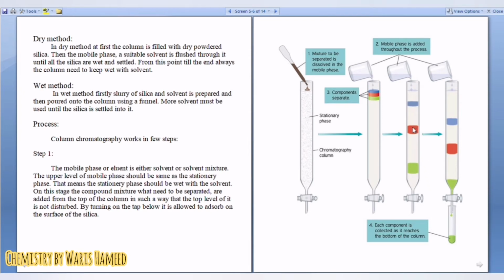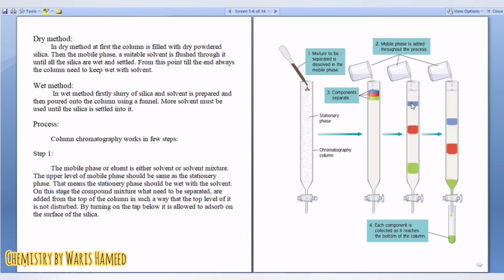In this case, if we discuss the red compound present in that mixture, it has a little bit of polarity or attraction with the stationary phase, so it has a lower rate of movement than the green part of the mixture. The blue part has greater affinity, so it has the lowest rate of movement, and it can also be separated by using different other solvents.